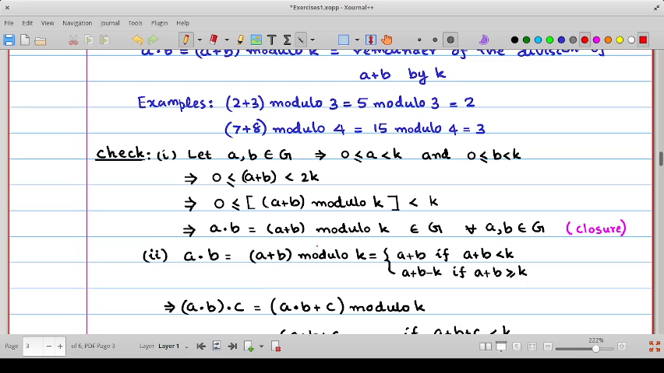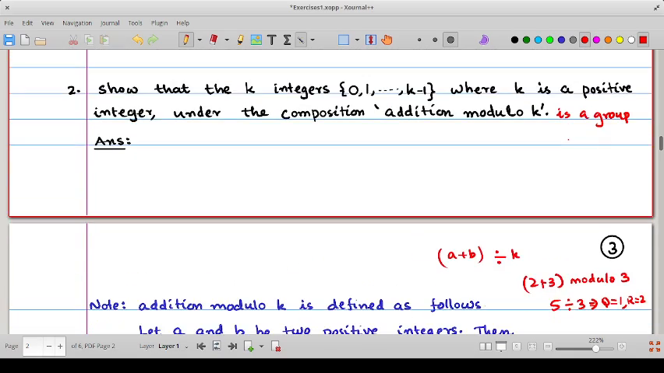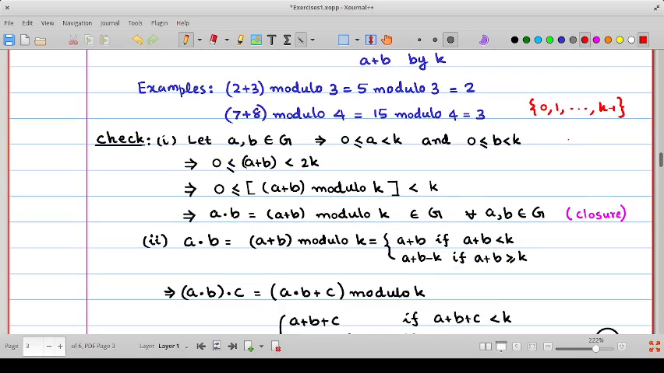So we need to check that the set of integers 0, 1, 2, etc. up to k minus 1 is a group under addition modulo k. So we need to check that they satisfy all the properties of the group. The first one to be checked is the closure property.